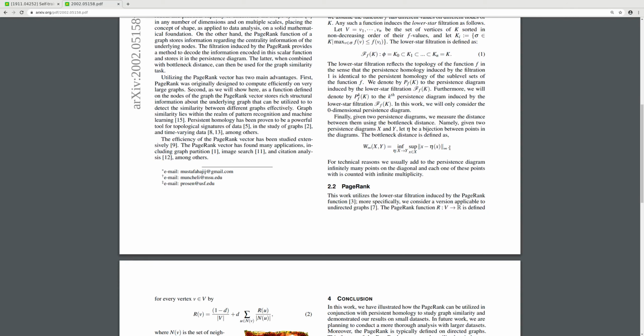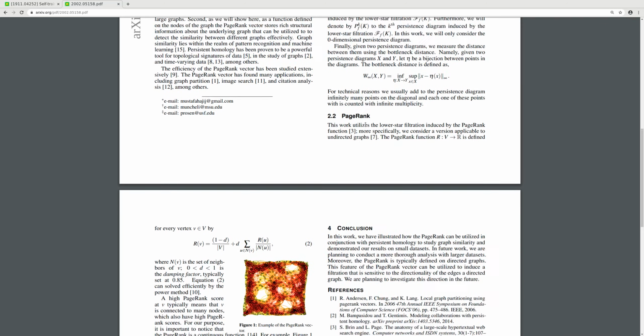Finally, given two persistence diagrams, we measure the distance between them using the bottleneck distance. Namely, given two persistence diagrams X and Y, let eta be a bijection between the points in the diagrams. The bottleneck distance is defined as W infinity of X and Y equals the infimum over eta, a map from X to Y, of the supremum over x in X of the infinity norm of x minus eta of x. For technical reasons, we usually add to the persistence diagram infinitely many points on the diagonal, each of which is counted with infinite multiplicity.